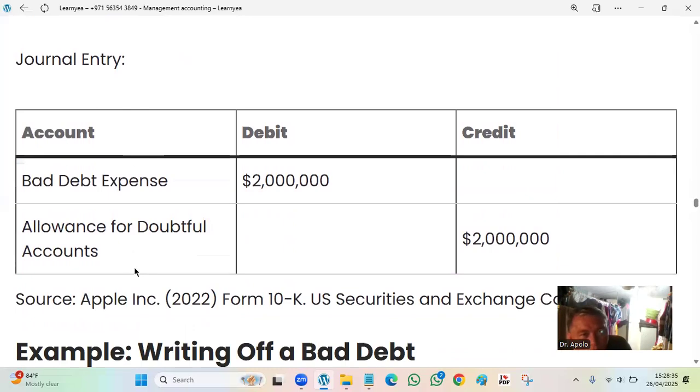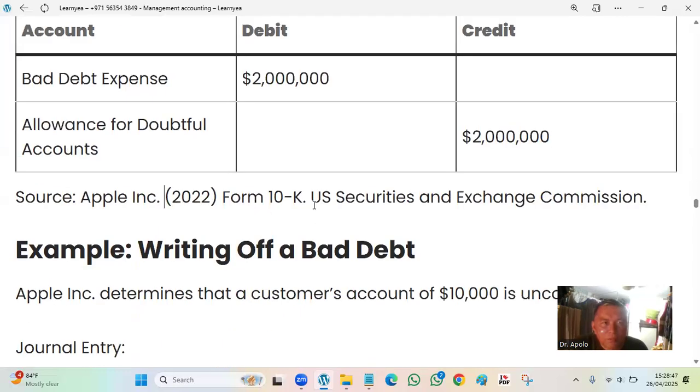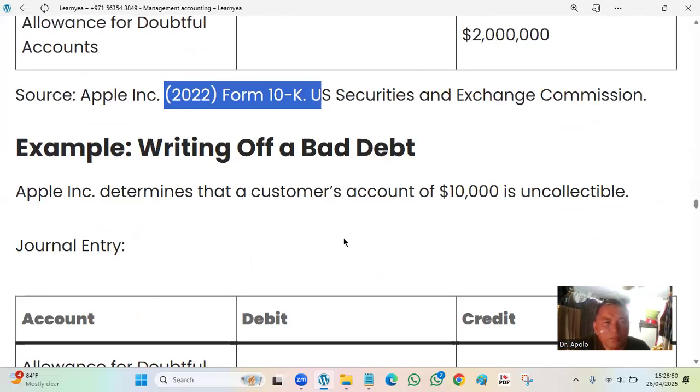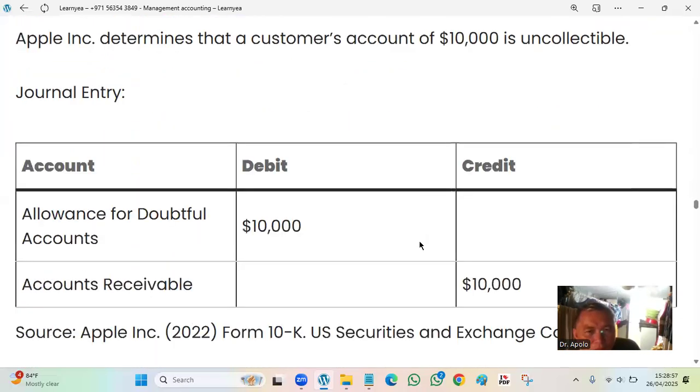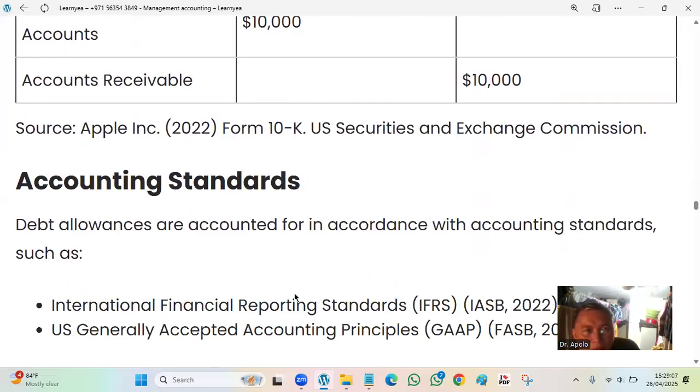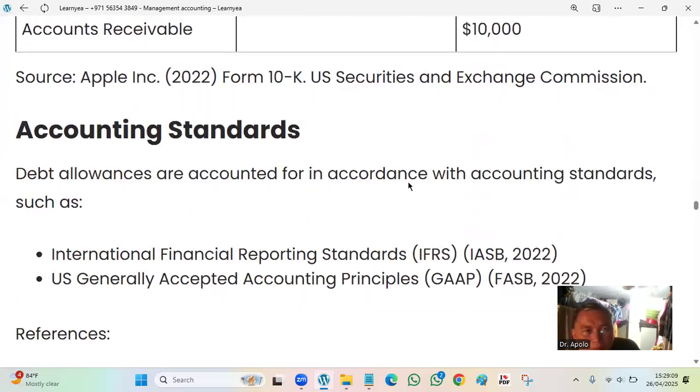The journal entry will be like this one. So we have bad debt expense, that's debit. Then credit allowance for doubtful accounts. That will be credit. It is this entry. Sample: Apple determines that a customer's account of 10,000 is uncollectible. The entry is like this one. We have the debit allowance for doubtful accounts and 10,000 credit accounts receivable.